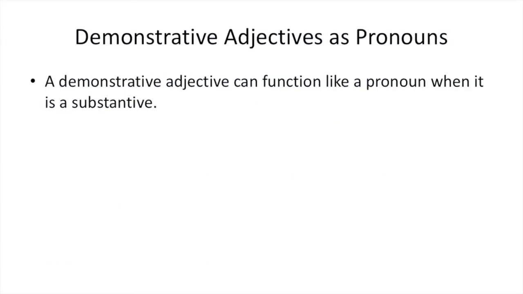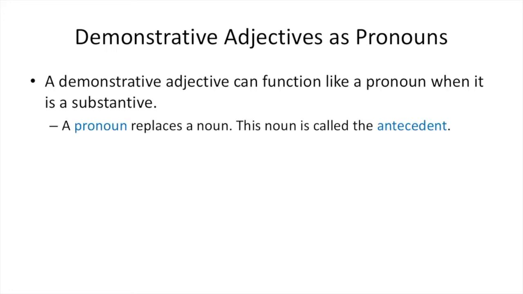Let's talk about demonstrative adjectives as pronouns. A demonstrative adjective can function like a pronoun when it is a substantive. So what does that mean? Let's unpack that. First, a pronoun replaces a noun. This noun is called the antecedent, so whatever noun is being replaced. It comes before the pronoun, and the pronoun is continuing on to talk about it.